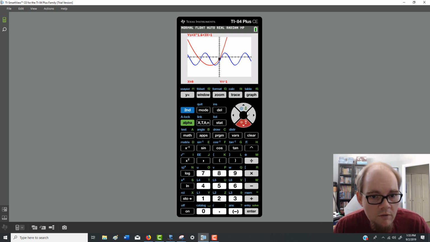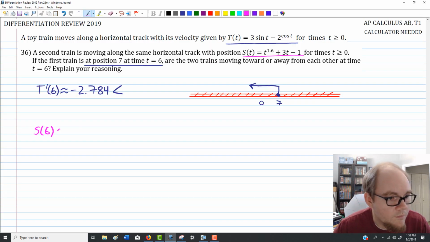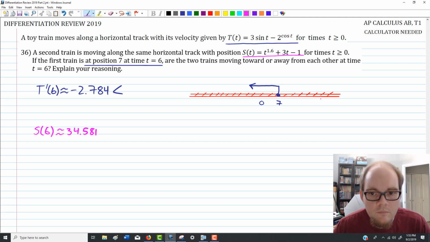So let's make sure we're on the correct one. By the way, you can move between graphs by just using the up and down arrows. We'll see what happens at 6. It says it's at 34.581. So that means the second train is somewhere way over here. The question is, are they moving towards each other, or is this one moving to the right? I hope it is. To answer that question, we need the velocity of the second train.